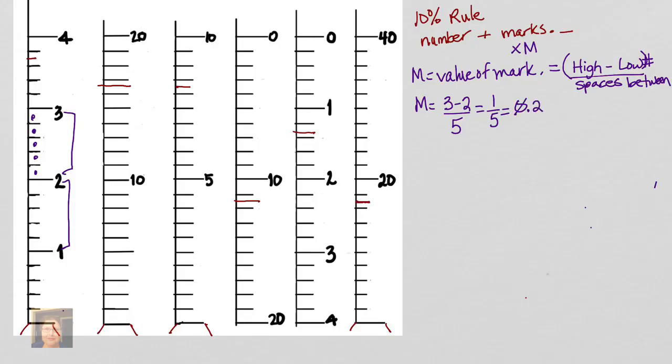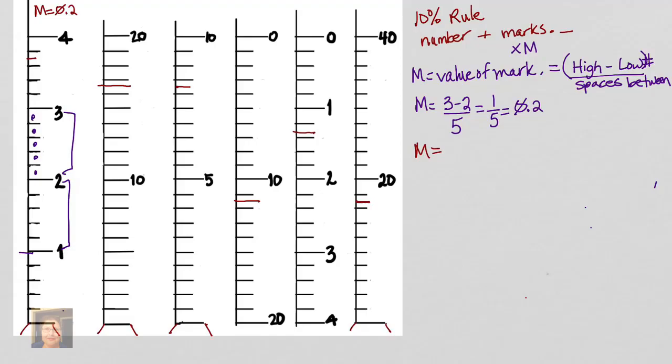Now we can check and see if we're right by trying it out. If I were starting at the number 1 and I counted each mark, this would be 1.2, 1.4, 1.6, 1.8, and 2. So we did our calculation correctly. Now the value of the mark is going to change from one device to the next. So I'm going to make a note of what the value is for this one, and let's look at the next one. Again, I'm going to find two adjacent printed numbers.